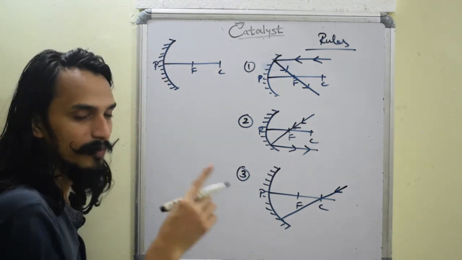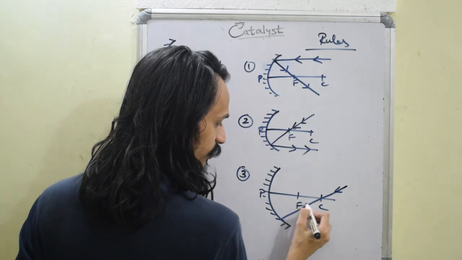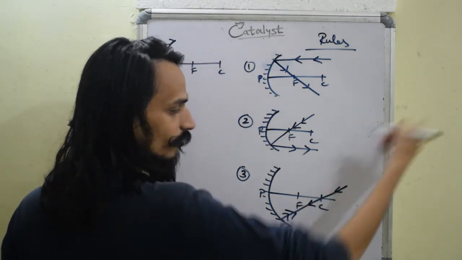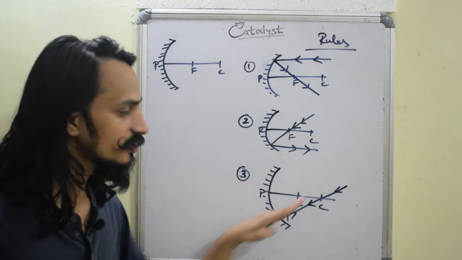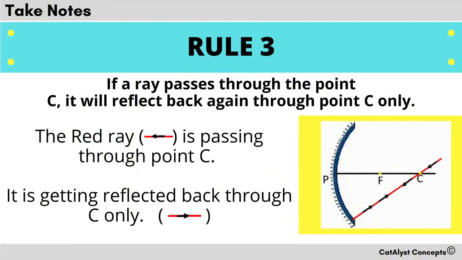So what this rule will tell me is if a ray of light passes through C, then what happens is it will bounce back in the same direction. So even if it's coming like this, it will hit and then it will bounce back in the same line, right? It won't take any deviation. There is zero angle over here. It comes this way, it also goes back in the same way.